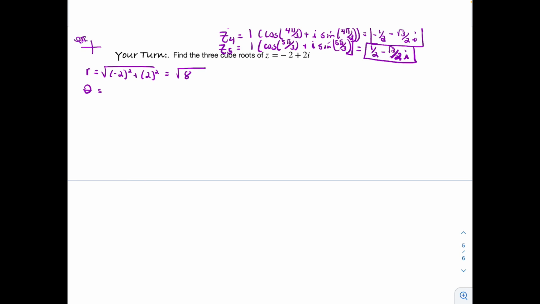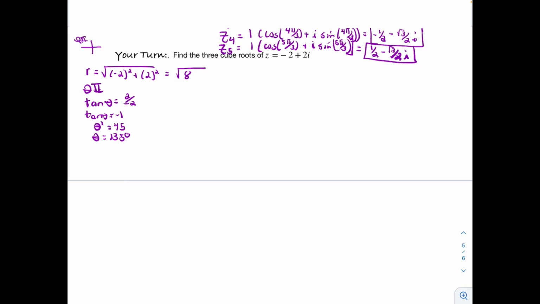Theta is in quadrant 2. So to find theta, I take tangent of theta is equal to 2 over negative 2, which is tangent of theta is equal to negative 1. The angle whose tangent is negative 1, I'm going to do degrees this time, is 135 degrees. The reference angle is 45 degrees. So if we get into our reference angle in quadrant 2, that makes it 135 degrees.